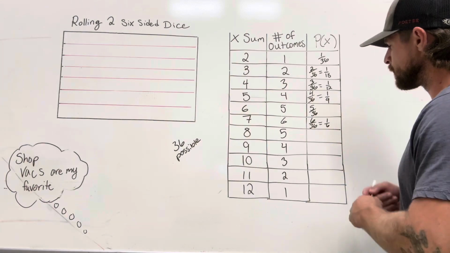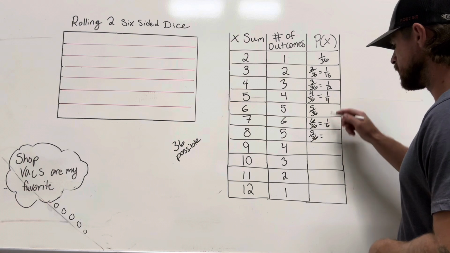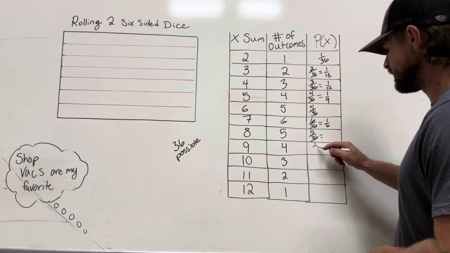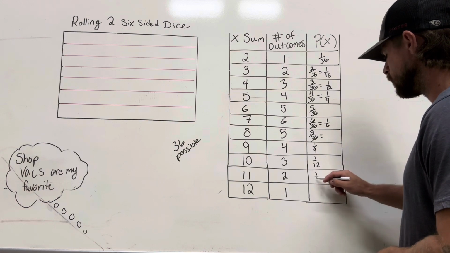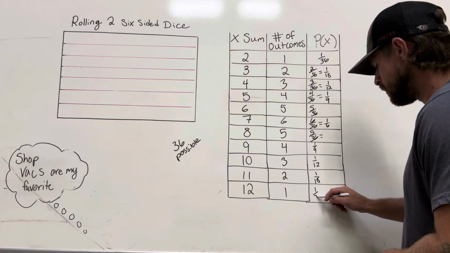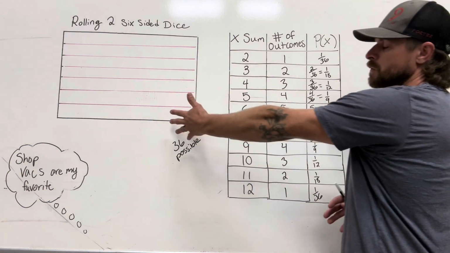Okay, and then we go back down, we're going to be at 5 in 36. We're going to 1/9, 1/12th, 1/18th, 1/36th.